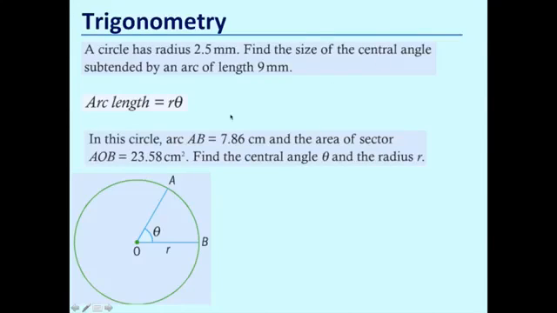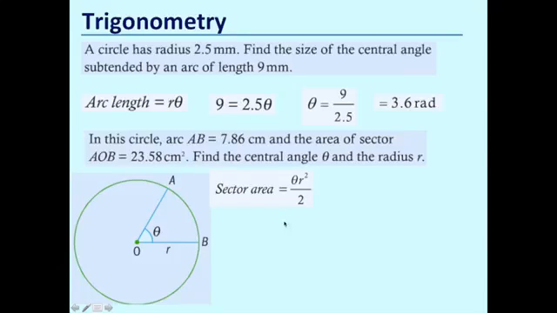So this first question here, quite straightforward. The arc length equals r theta, we know that. In this instance, we know the arc length and the radius, so we're just going to have to rearrange to find theta, which is going to give us 3.6 radians. Question 2, a little bit trickier.